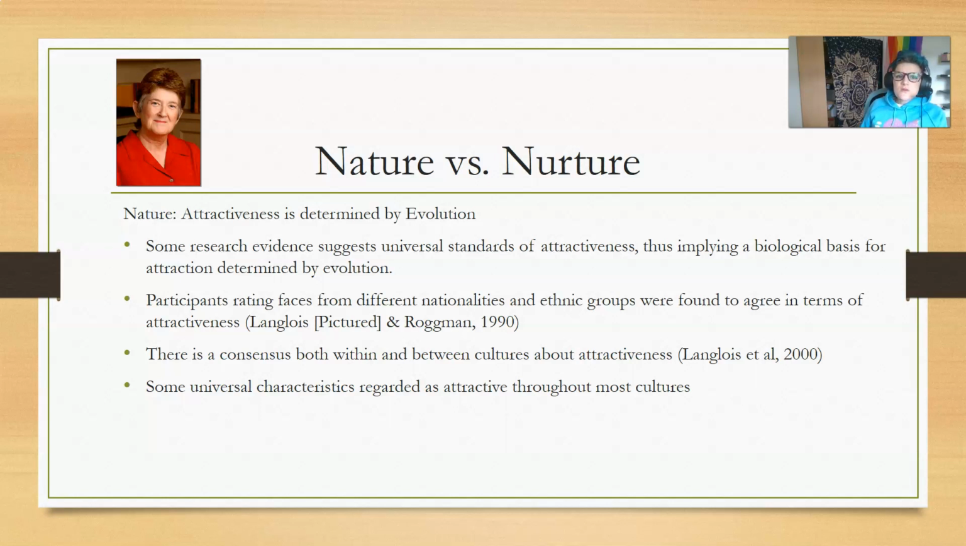And there are some universal characteristics that are considered attractive throughout most cultures. These include being happy, being friendly, and being emotionally mature. Also, success and sociability. So, now that we've covered some of the basic aspects of the nature debate, let's delve in a bit deeper as to the evolutionary foundation of attractiveness.